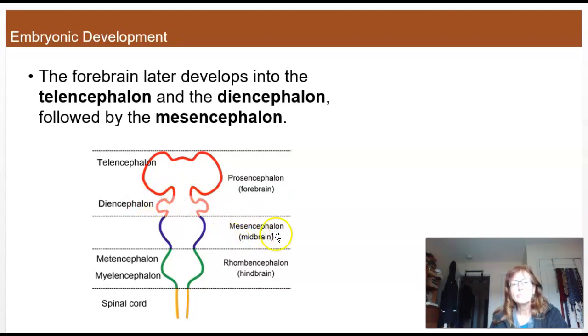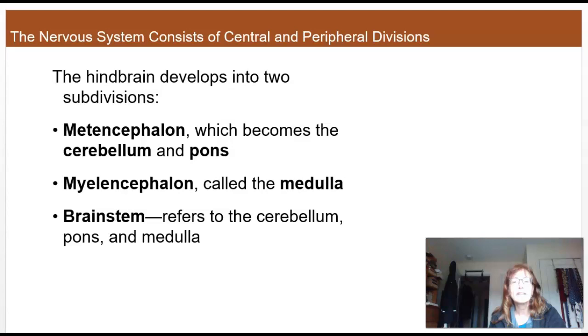Then we get to the midbrain, which, this part doesn't change, this part pretty much stays the same. And then the hindbrain also divides into the metencephalon and the myelencephalon, which become the pons and the medulla. And then there's the spinal cord. So just to remind you of a little of that. This is what I just said, and when we put together the cerebellum and the pons and medulla, we refer to that as the brainstem.